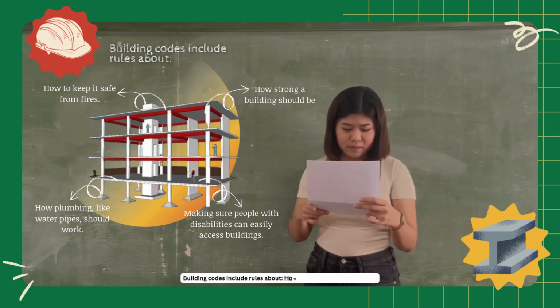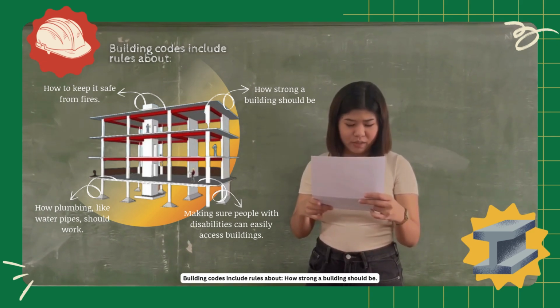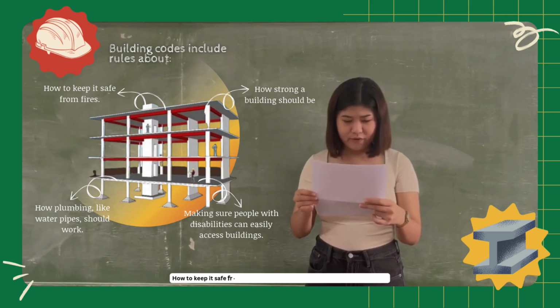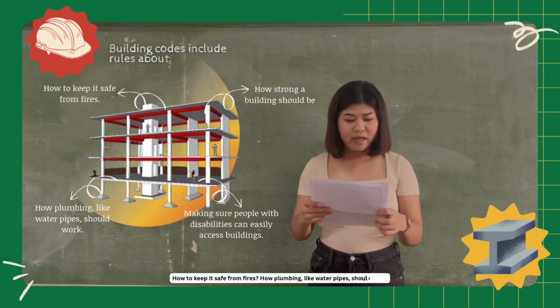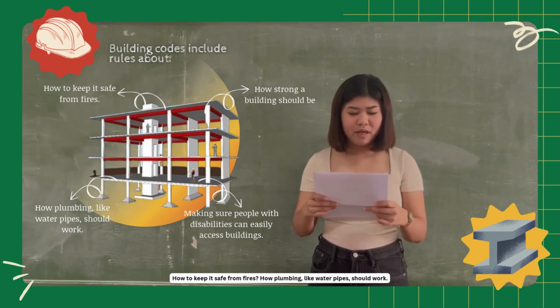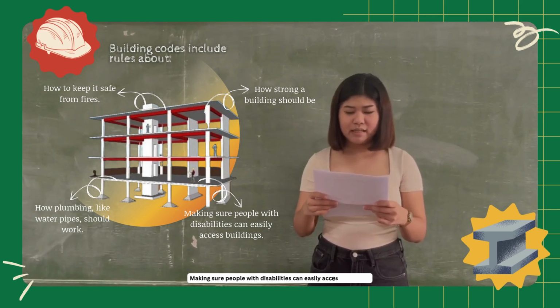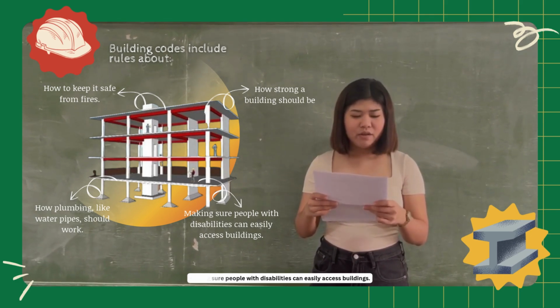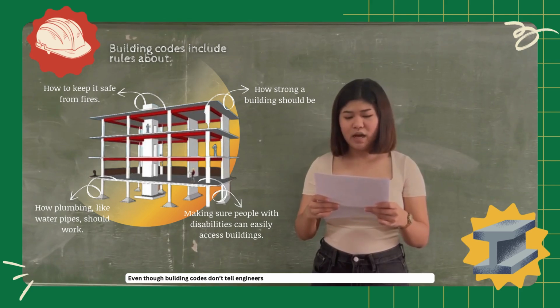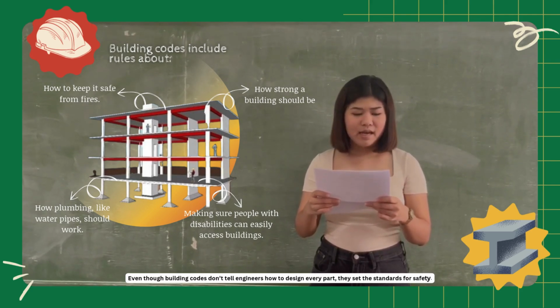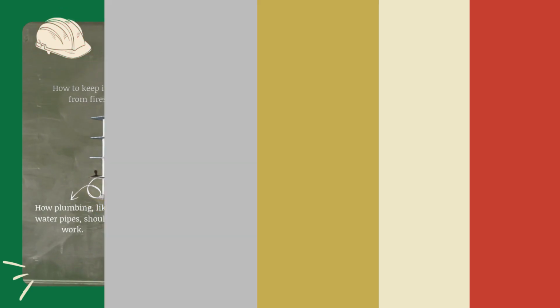Building codes include rules about how strong a building should be, how to keep it safe from fires, how plumbing like water pipes should work, and making sure people with disabilities can easily access buildings. Even though building codes don't tell engineers how to design every part, they set standards for safety.